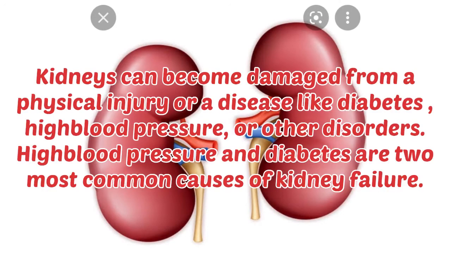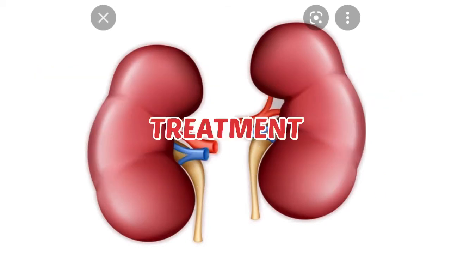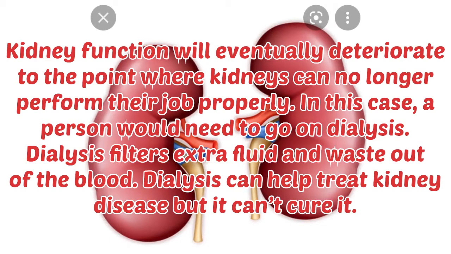Kidneys. Kidneys can become damaged from physical injury or a disease like diabetes, high blood pressure, or other disorders. High blood pressure and diabetes are the two most common causes of kidney failure. Treatment. Kidney function will eventually deteriorate to the point where the kidneys can no longer perform their job properly. In this case, a person would need to go on dialysis. Dialysis filters extra fluid and waste out of the blood. Dialysis can help treat kidney disease, but it can't cure it.